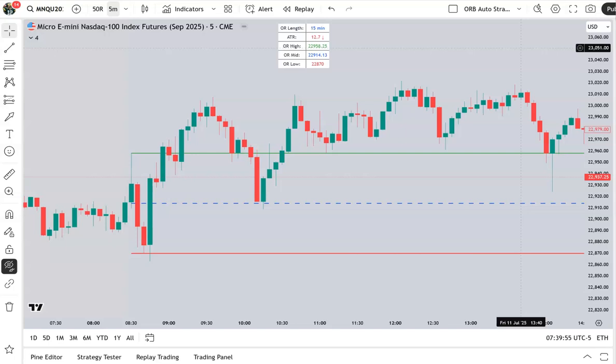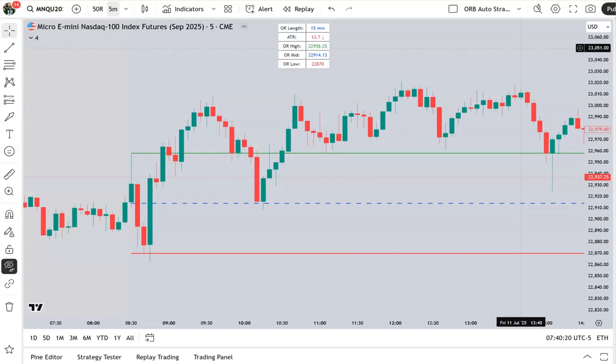So what I have up on my screen is the micro NASDAQ futures contract ending September of 2025 for yesterday's price action, which would have been Friday, July 11th. It was a really, really interesting day yesterday. Absolutely amazing day in the amount of range it covered and provided a lot of opportunities to make money.